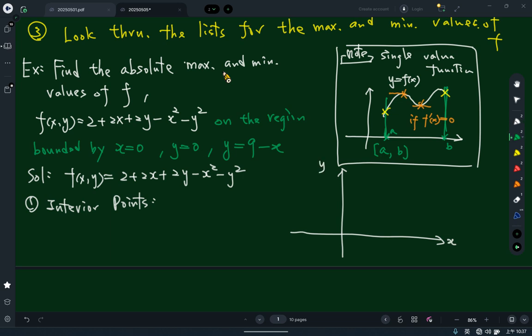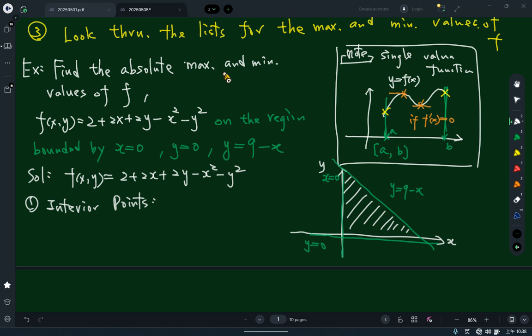this is x equal to 0, right? Then this is y is equal to 0. Then this is y is equal to 9 minus x. So the region we will focus on is here. Not the whole xy plane, right? We just focus on this boundary region, not like the previous one, focusing on the whole xy plane.